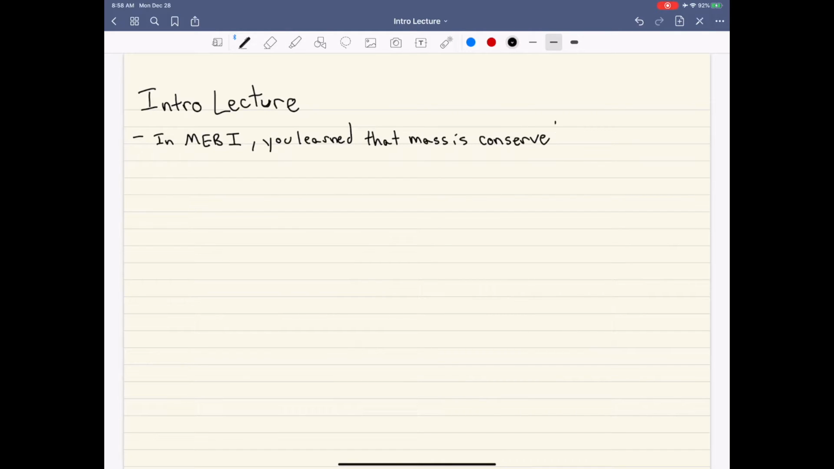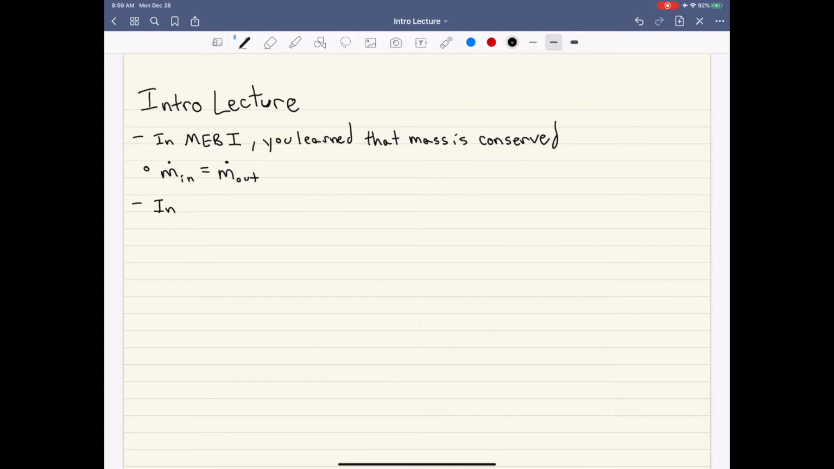And so in all of your homework problems and in any of the processes that you analyzed in that course, you basically operated under the principle that any mass that goes into the system is equal to the mass that comes out of the system. So that's the conservation of mass.